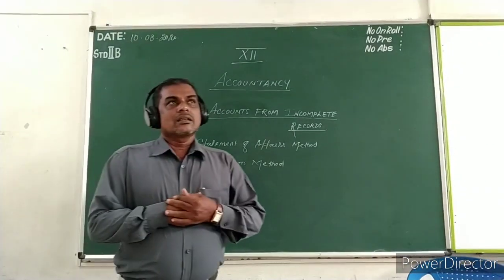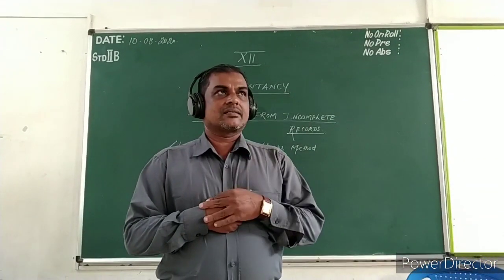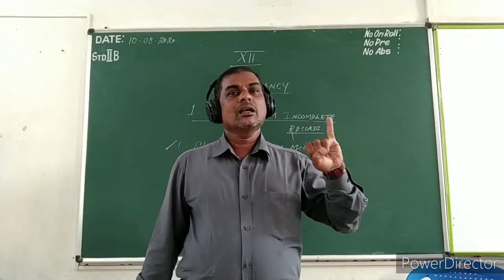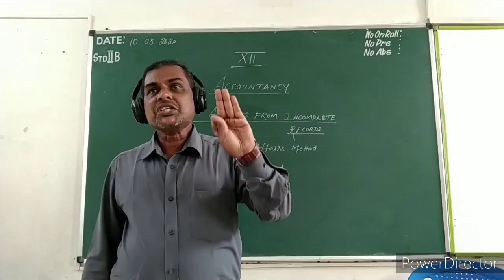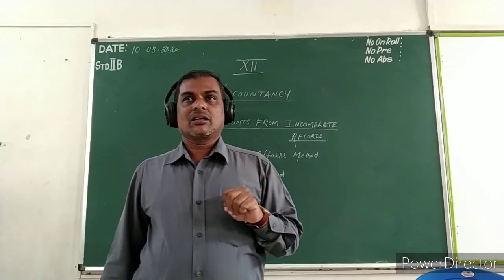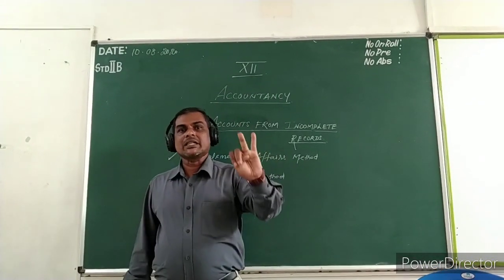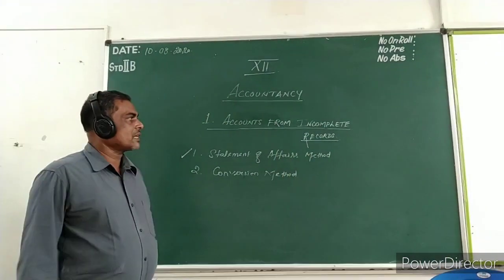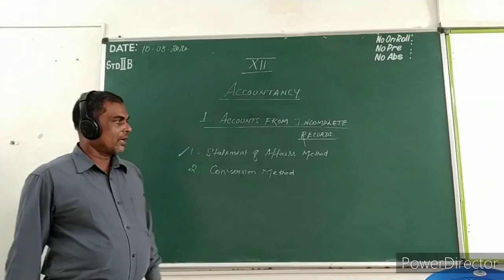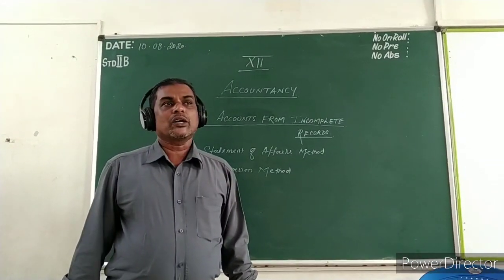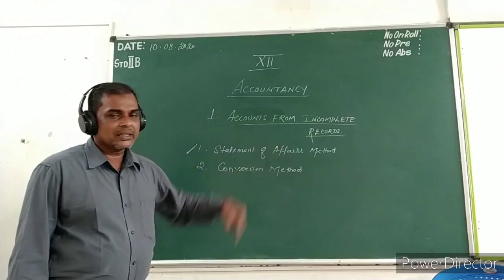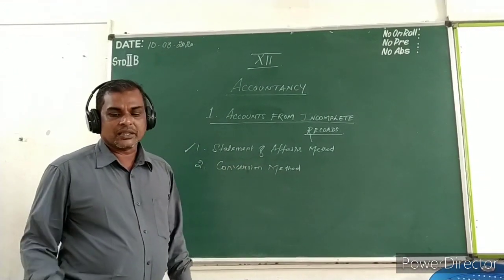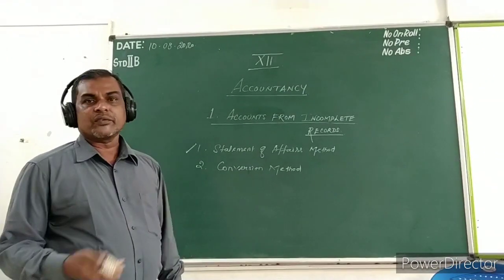In this method, we need 4 details to know the profit or loss. What are they? Opening capital, closing capital, additional capital, and drawings. We need these 4 items to find out the profit or loss under the single entry system. There is a format also to find out the profit or loss under the statement of affairs method. First I will teach you the format. Based on the format we will do the sums.